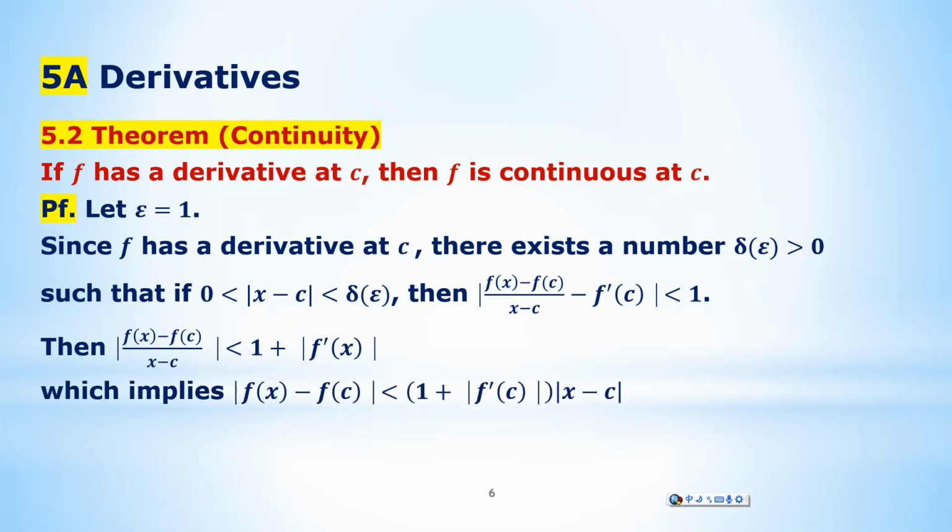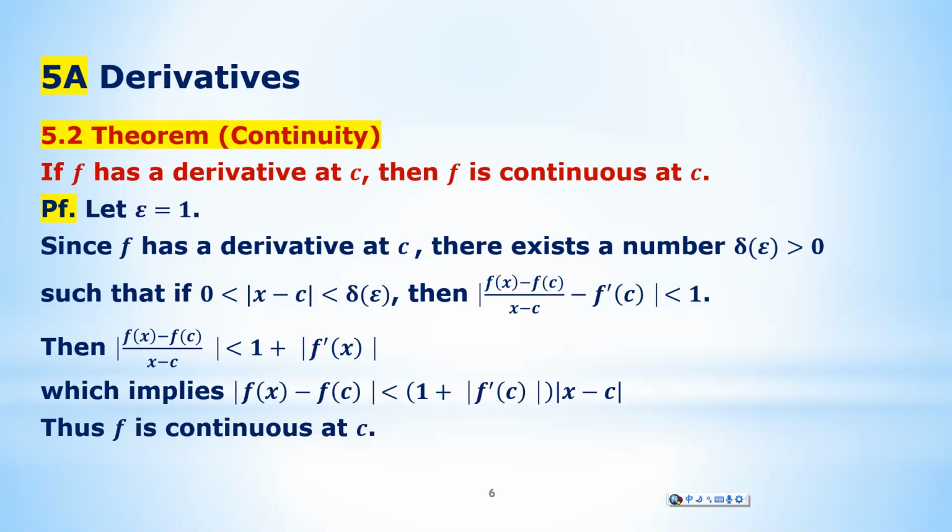So this will imply that, if you multiply x minus c on both sides, you can see that the absolute value of f(x) minus f(c) is less than 1 plus the absolute value of the derivative at c, the whole thing times the absolute value of x minus c. And this will give us the continuity, implying f is continuous.